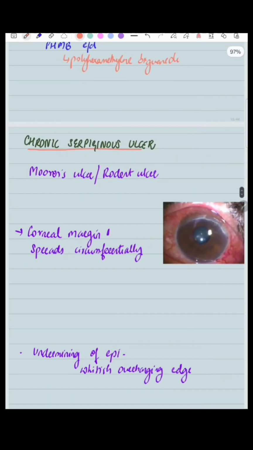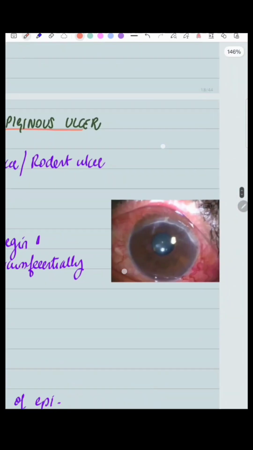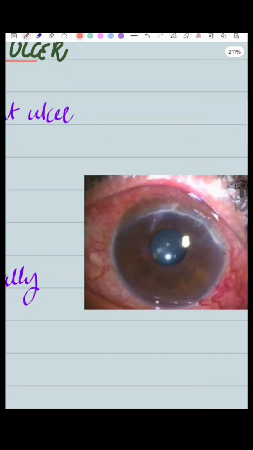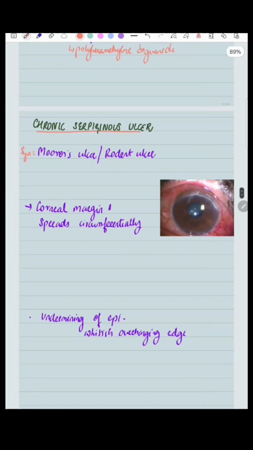Chronic serpiginous ulcer is also known by the synonyms Mooren's ulcer or rodent ulcer. It is a degenerative superficial staining at the corneal margin, and it spreads circumferentially. It starts at the corneal margin and spreads circumferentially. The cause is autoimmunity, and the peripheral ulcer is associated with undermining edges.